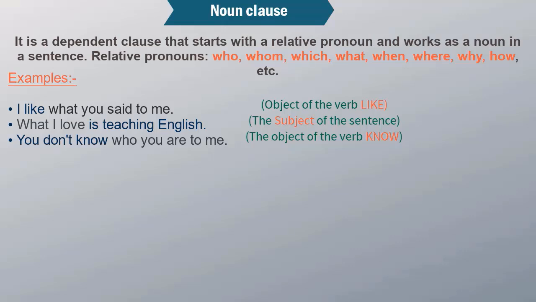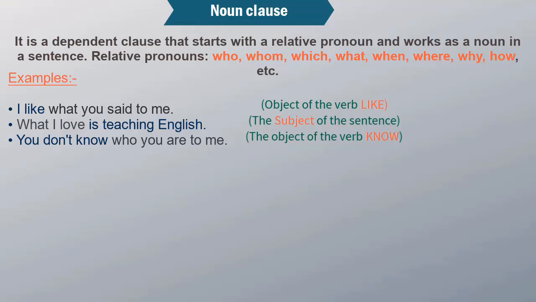Guys, it's a dependent clause that starts with a relative pronoun, like all the pronouns that you see on your screen: who, whom, which, what, right? A noun clause starts with a relative pronoun and works as a noun in a sentence. Examples: I like what you said to me. So this entire clause is working as a noun.